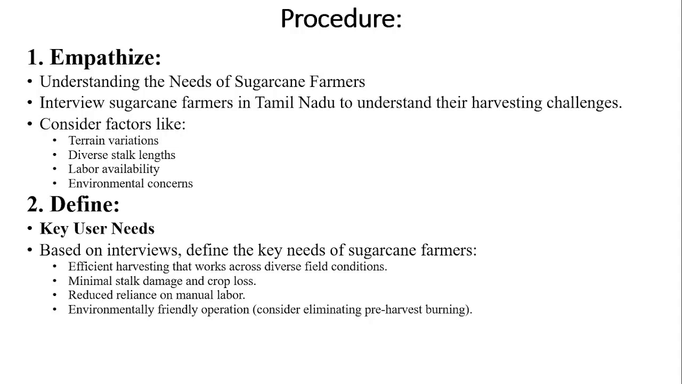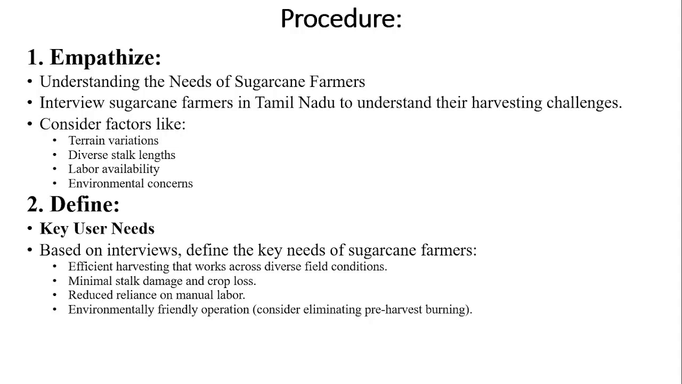And labor availability. The human resource power is not available, because nowadays farmers are converting to construction laborers, so labor is not available. Then environmental concerns: they are not willing to affect their soil quality, because when a large machine enters their soil, the soil gets affected. These are all the pain points and user needs I collected from the farmers.